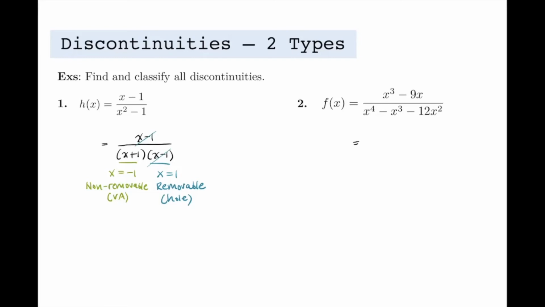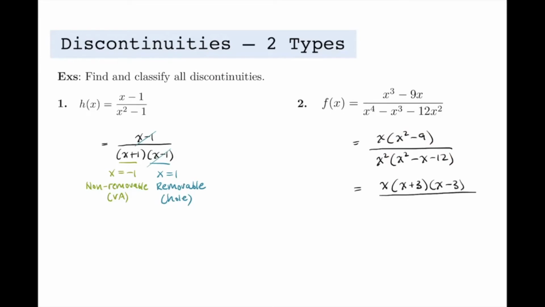In the top, we have a greatest common factor of an x that we could take out. We'll have x times x squared minus 9. In the bottom, we also have a GCF of x squared that we could take out. This will give us x squared minus x minus 12. I think we can factor each of these parts further. X squared minus 9, that's a difference of two squares. That'll factor into x plus 3 times x minus 3.